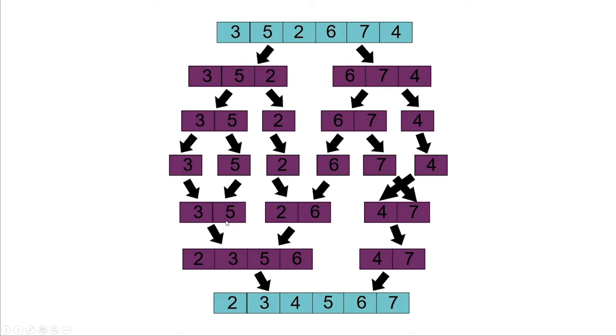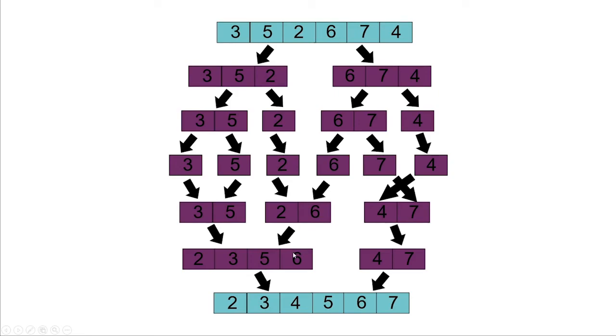Now we want to combine these two. What it will do is look at the two smallest elements in the sublists and compare them. So 3 and 2. 2 is smaller than 3, so 2 goes first. Then 3 and 6. 3 is smaller than 6, so 3 goes first. Then we compare 5 and 6. 5 is smaller than 6, so 5 goes first, and then 6 will come in.